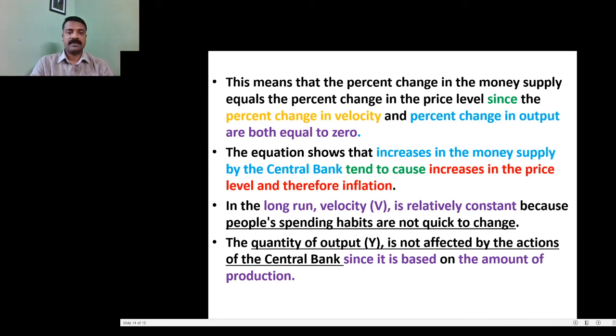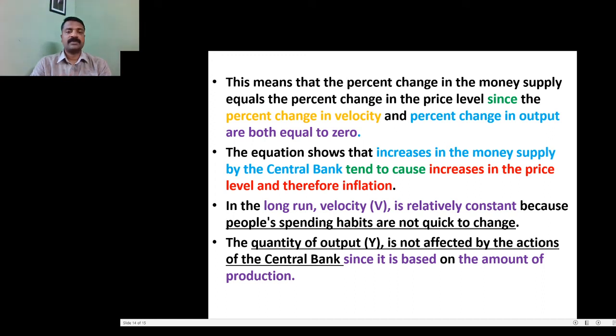The increase in the money supply by the central bank tends to cause an increase in the price level and therefore inflation. അപ്പൊ നമ്മൾ പറഞ്ഞ ഒരു കാര്യമാണ്, മണി സപ്ലൈ ഇൻക്രീസ് ചെയ്യാനായിട്ട് സെൻട്രൽ ബാങ്ക് ഡിസൈഡ് ചെയ്യുകയാണെങ്കിൽ ദാറ്റ് ലീഡ്സ് ടു ഇൻക്രീസ് ദ പ്രൈസ് ലെവൽ ആൻഡ് therefore and it will become the cause for inflation.